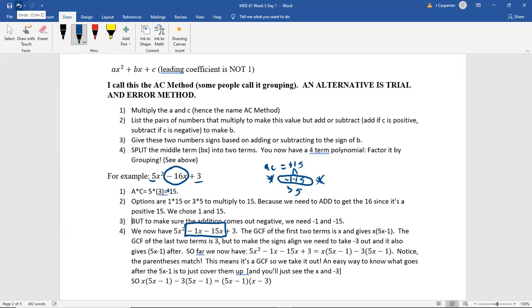We have a 4-term polynomial that I guarantee you can factor by grouping, and that's what the rest of this says. The GCF of the first 2 terms between 5x squared and 1x is x. When you take that out, you'd have a 5x minus 1. That's right here. Between the minus 15x and the 3, the second half, the GCF of the last 2 terms is 3. But remember I said this sign will tell you whether to take a positive or negative out. So we're going to take a negative 3 out.